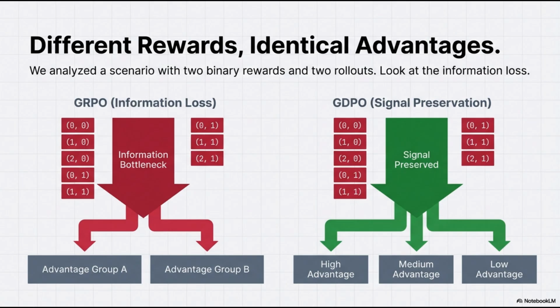2-1 means first response got 2 points total, second got 1, and so on. Each of these represents a meaningfully different situation. The model behaved differently in each case. But now watch what GRPO does.